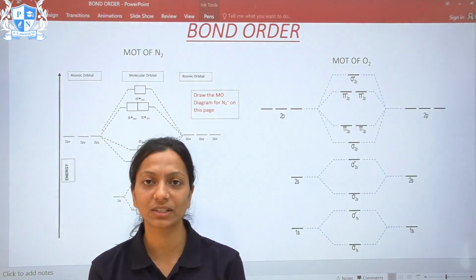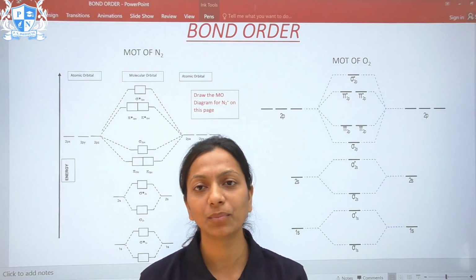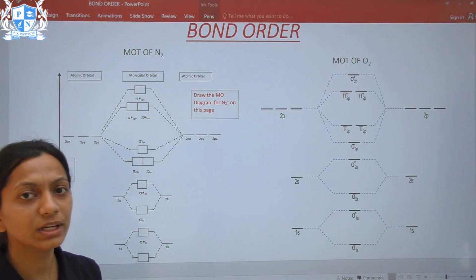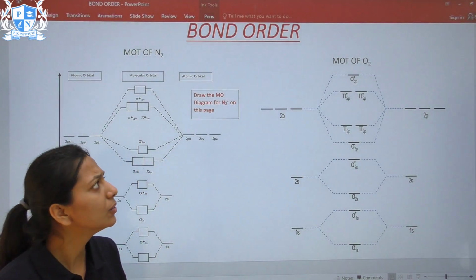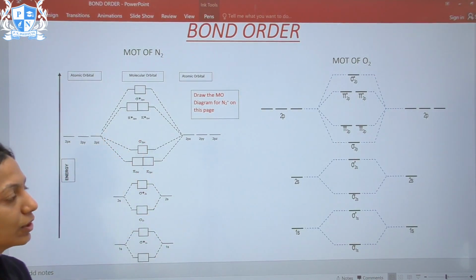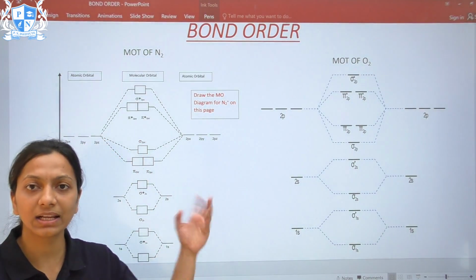Today I am before you with a short trick related to finding the bond order of any molecule. Suppose we need to find the bond order of molecule N2 or O2. What we used to do normally is use the molecular orbital diagram and then fill up the electrons.